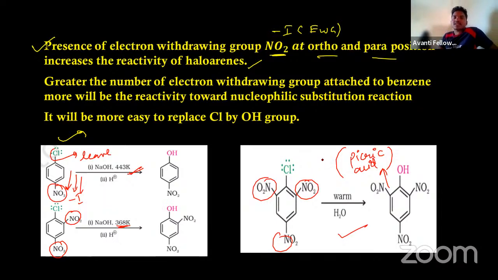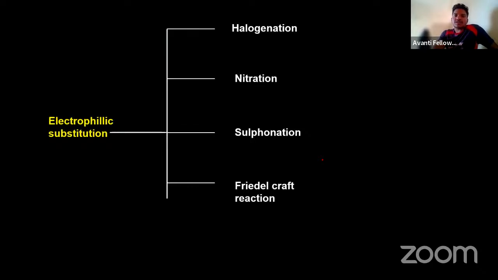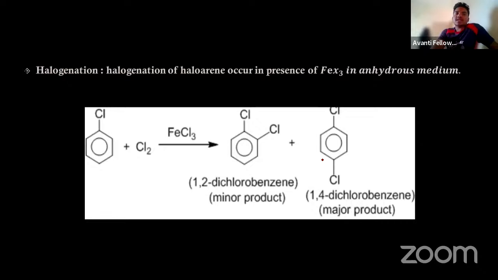The reason is that they will decrease the bond strength between the chlorine and the carbon. Okay. Electrophilic substitution. Basically, we have 4 types of electrophilic substitution. One is halogenation. In halogenation, you can clearly say FeX3, that is FeCl3 or FeBr3, whatever the reagent may be. In the presence of FeCl3 in an anhydrous medium, you are going to get a substitution.